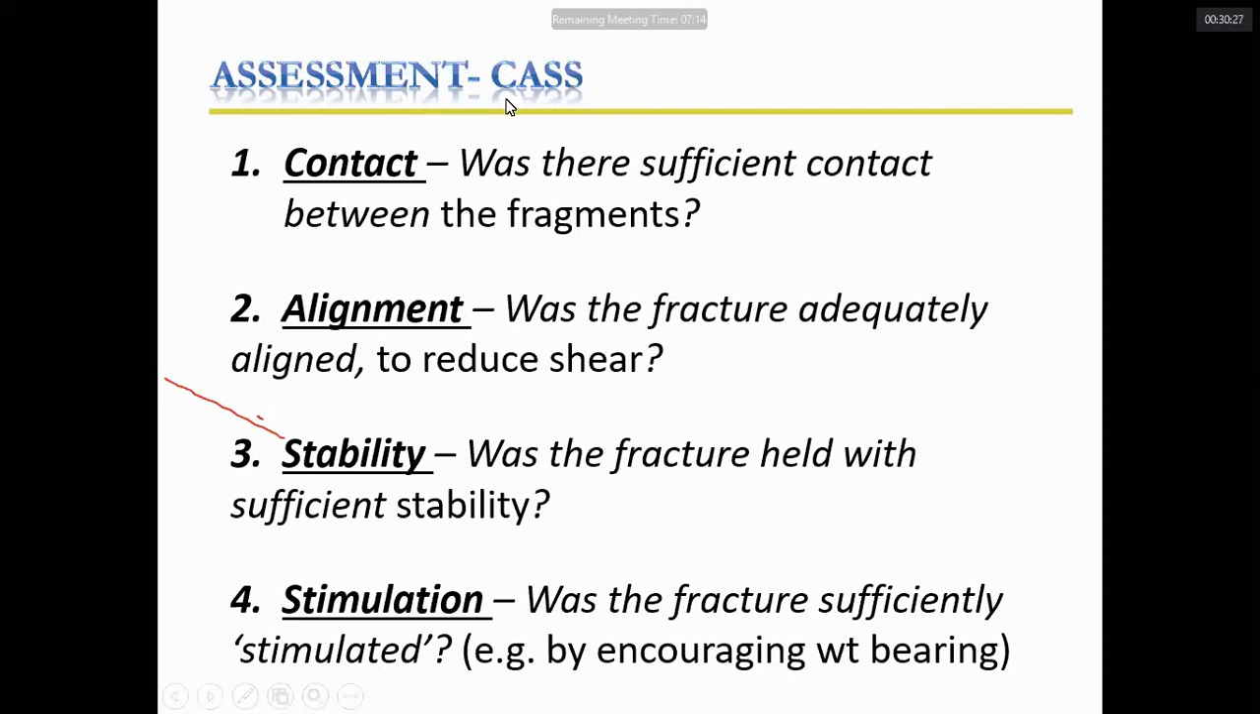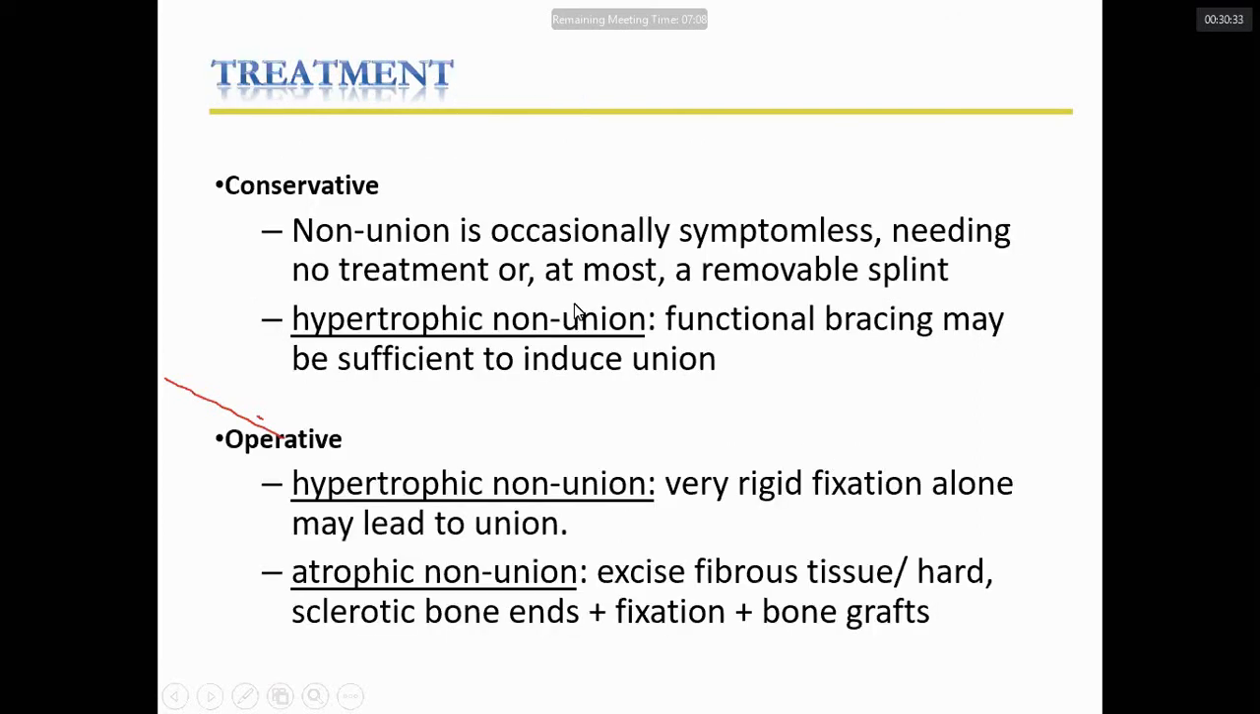So the mnemonic is CASS: contact, alignment, stability, stimulation. Okay. So treatment: conservative treatment if the fracture is hypertrophic. Hypertrophic means an excessive amount of callus is forming. But where is the fault? The fault is the fracture is not properly immobilized. So you can simply do a proper fixation so that the fracture will unite. There is no need of any excessive bone graft.